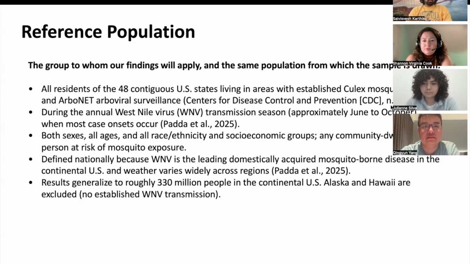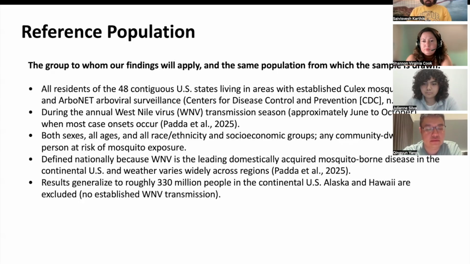The West Nile virus transmission season runs from June through October, so that's when most of the data is collected. We define it nationally because the scope of our project is national, and like we mentioned earlier, it's the most common domestically acquired mosquito-borne illness in the continental United States. And because weather and precipitation, both of which are our exposures of interest, vary wildly across the country, this gives us a broad range to work with.